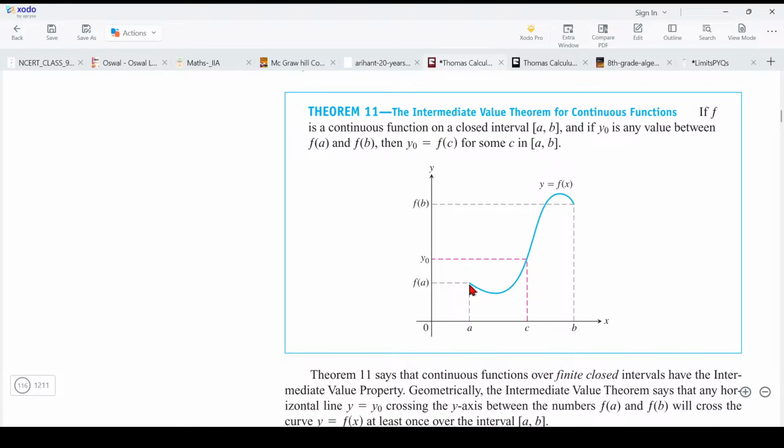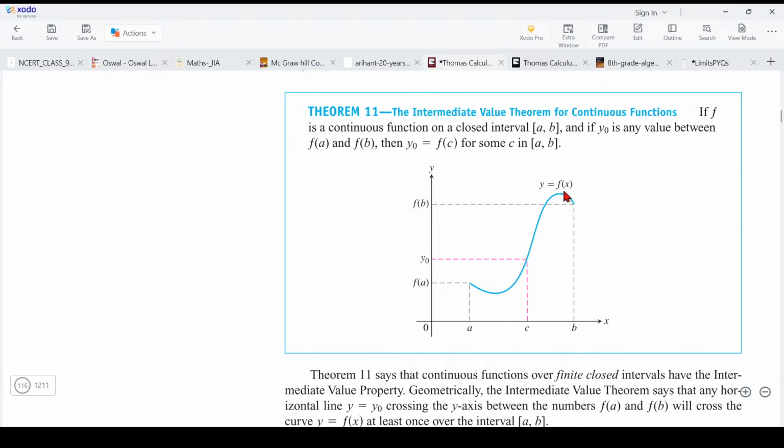Okay, so basically what it is saying: f of a is, let's say, 2, f of b is, let's say, 4, and if the function is continuous, then for every number between 2 and 4, there must be some x between a and b. Agreed? Why should y be between f of a and f of b, between 2 and 4? Why not below 2 or above 4? Because it is constricted to that part.